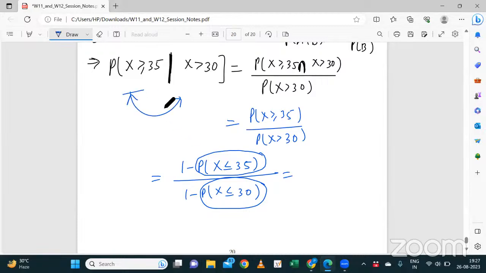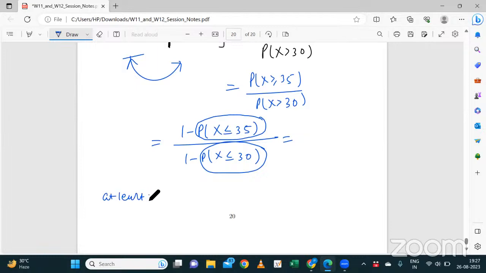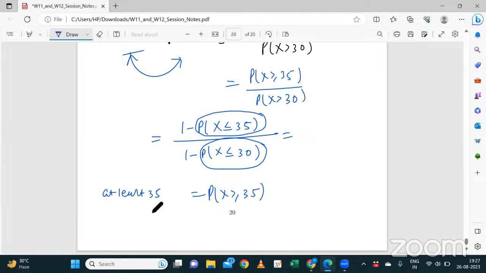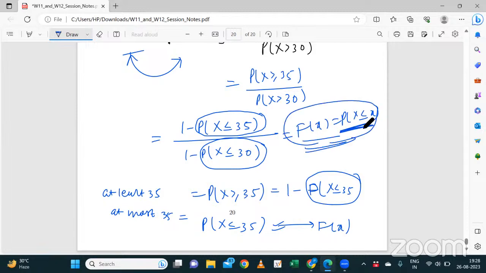Can we use the CDF formula only for the at-least type? No, at most also I can use. Suppose at least 35 minutes, that means probability X is greater than or equal to 35. Suppose at most 35, that means probability X less than or equal to 35. I can directly use the CDF formula here. For at least, I have to do 1 minus probability X less than or equal to 35, because the CDF F of x is defined for probability X less than or equal to x.